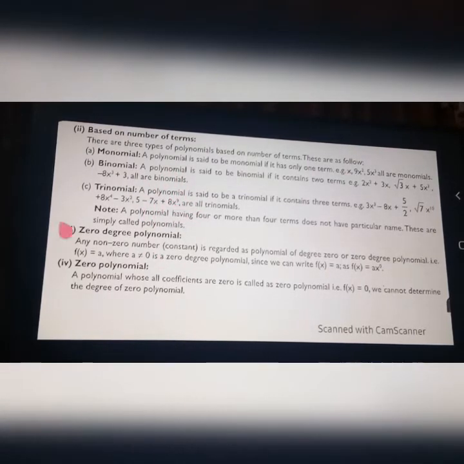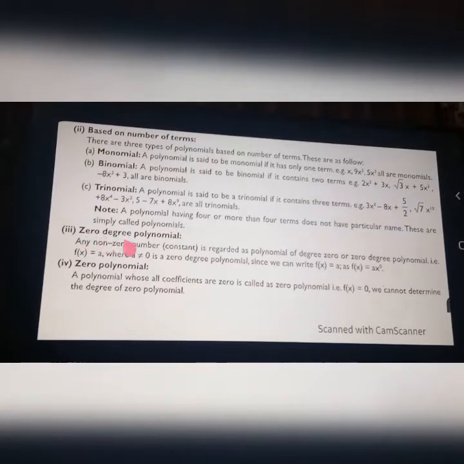And a polynomial having four or more terms does not have any particular name. Four or more terms: any particular name is not there. We can say a polynomial contains four terms, a polynomial contains five terms, or a polynomial contains six terms, etc. Particular naming is not there, so we are just calling it a polynomial. Clear?